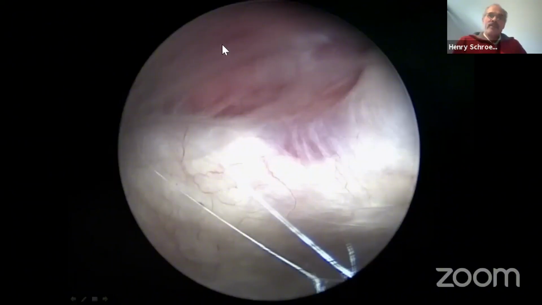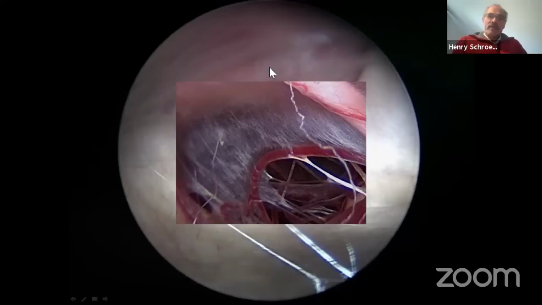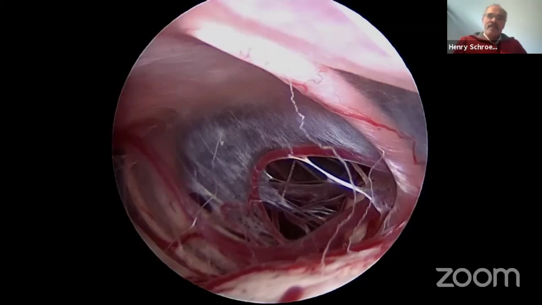Then a view in anterior direction, you see the thin diaphragma sellae and the pituitary gland below the diaphragma. Now we are again in the prepontine area, and we see here is the abducens nerve coming from the brainstem. And here we look down to the inferior, the lower cranial nerve group with the jugular foramen.